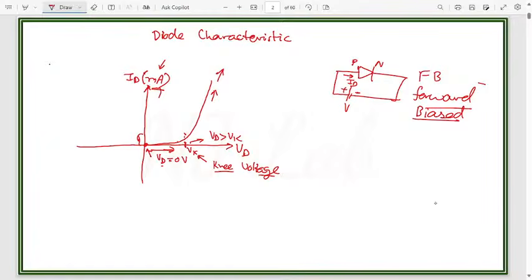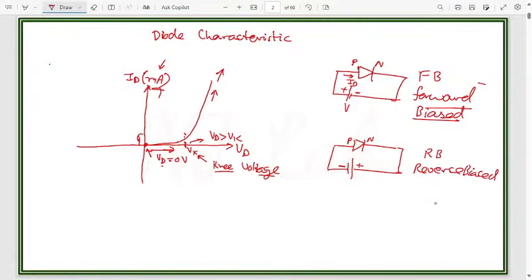When this same diode is connected in reverse bias, like this, means the negative terminal of the battery is connected to the P type material of the diode, and the positive terminal of the battery is connected to N type, in this case the diode is reverse biased.